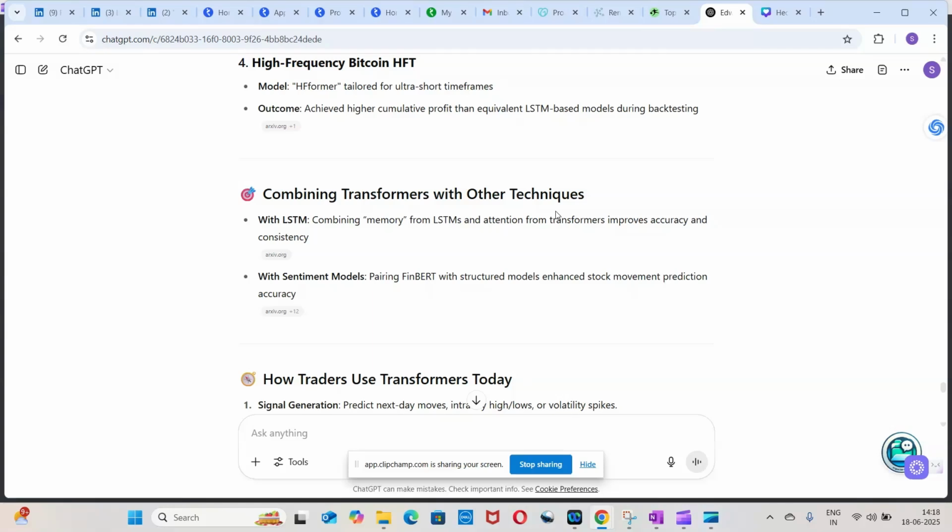So yeah, combining transformers with other techniques is also giving good results. Like in one example, we have seen that a transformer was combined with LSTM. So combining memory from LSTMs with the attention from transformers is improving the accuracy and consistency. That is one of the key things that's happening in these AI trading models and sentiment models. Transformers' speciality is being able to read text and find the sentiment from the text. So pairing this with FinBERT, which goes through all the financial news, tweets, and all that, and is able to find the sentiment, with structured models is enhancing the prediction accuracy of the stock movements.